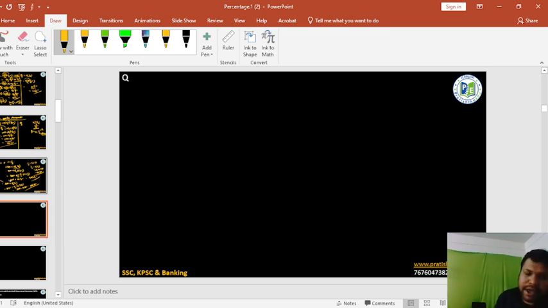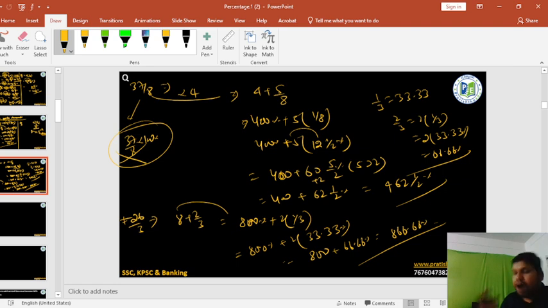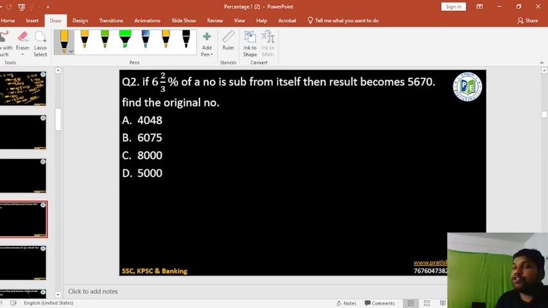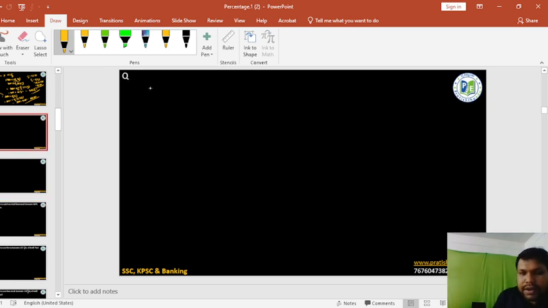Now, here we have learned how to convert any number into percentage. Now, if I give you the opposite, like how to convert a percentage into a number, that is your second type. Then after that, we'll go for this type of question. Like if 6 2 by 3% of a number is added to itself, subtracted from itself, the result becomes 5670. Find the original number. Basic question. Okay, now it's a percentage into a number.